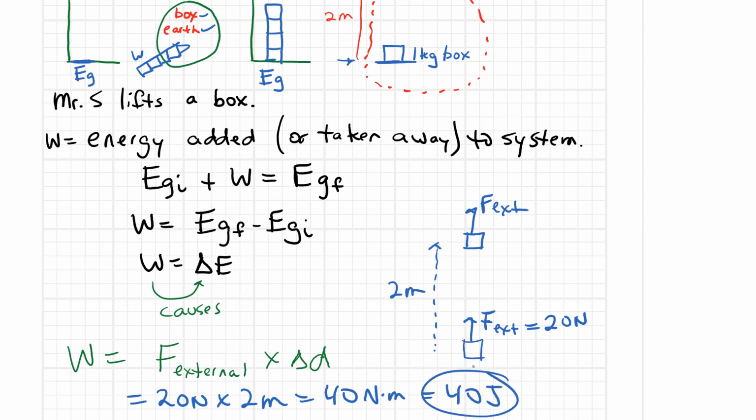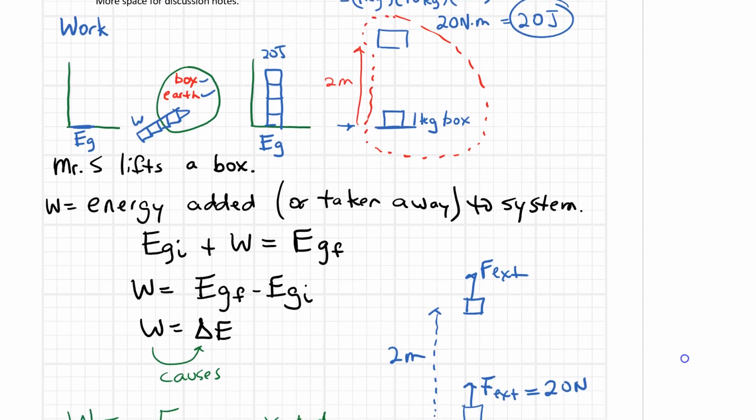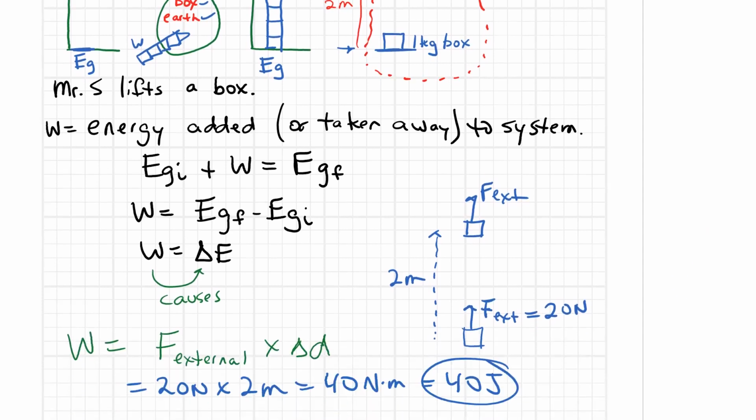Okay, so it's the same idea we had before. Oh, did I make a mistake here? Yeah, I made a mistake. This was 1 kilogram, so this would have been 10 newtons here, and this would have been 10 newtons here. So we get the same 20 joules.